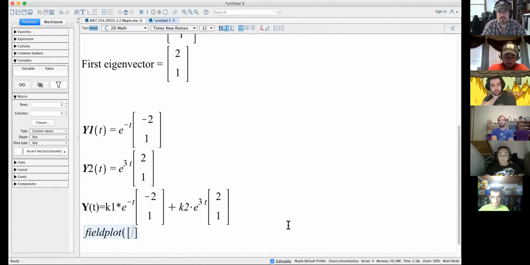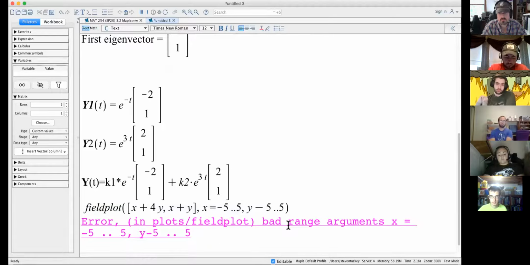So this is just going to be x plus 4y, comma, x plus y. And we'll do, I don't know, x goes from -5 to 5, and y goes from -5 to 5. What did I do? Oh, y goes from, there we go.